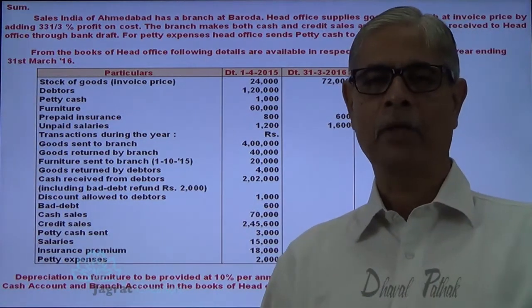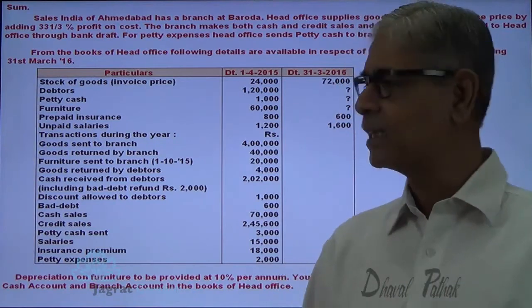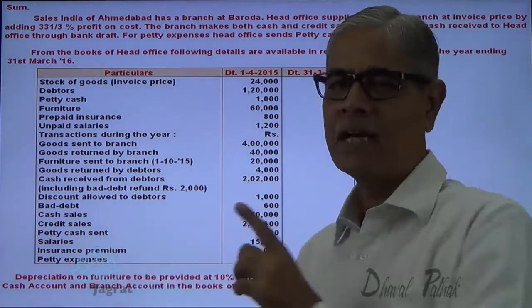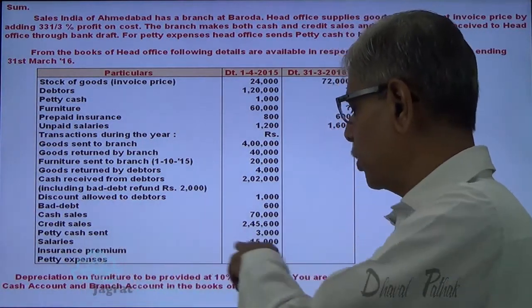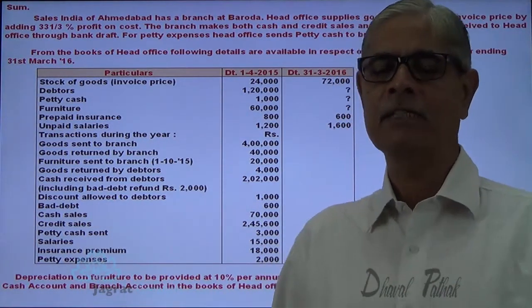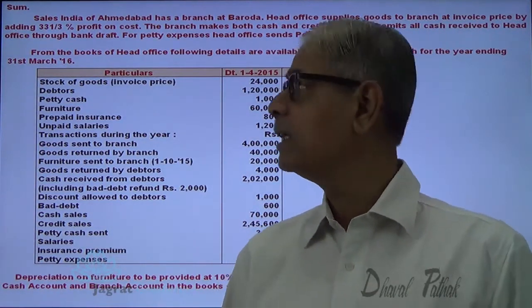Now, first important point. All the cash received by the branch is remitted, which implies that the expenses of the branch are paid by head office. So salary is paid by head office, and the insurance premium of 18,000 is paid by head office. That's the first thing you should understand. Now let me explain the details of the sum in detail.